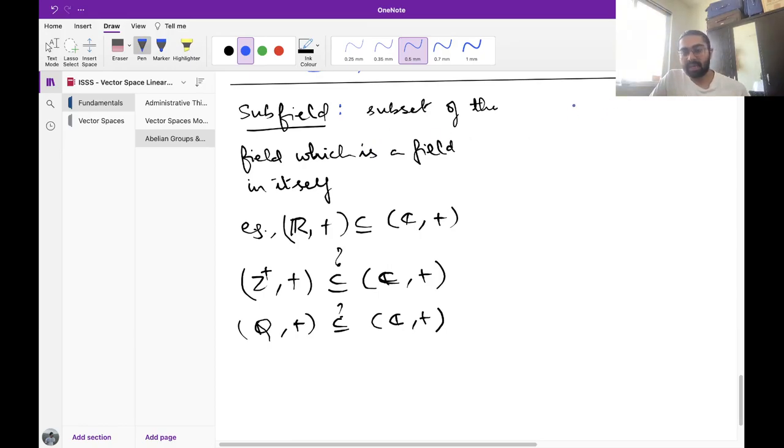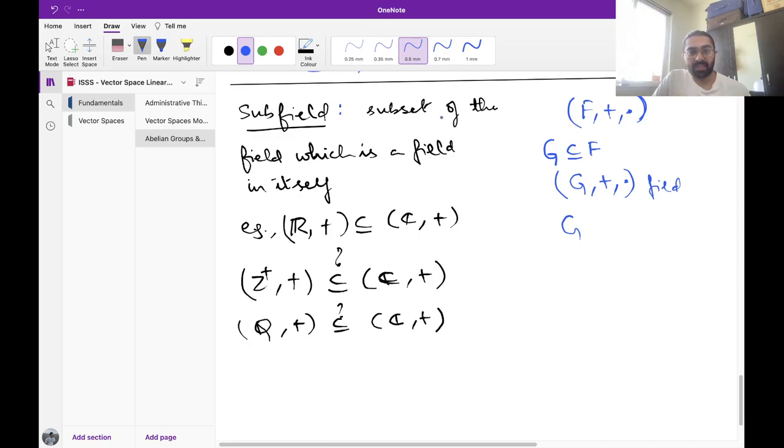For example, previously we defined F plus dot as some field. If I have some set G which is a subset of F, and G plus dot, under the same operations, is also a field, then we say that G is a subfield of this particular field before. That's the idea.